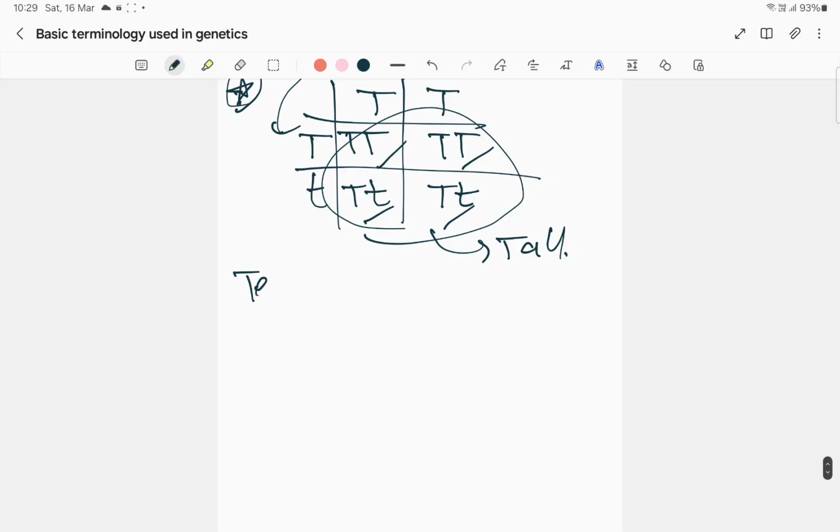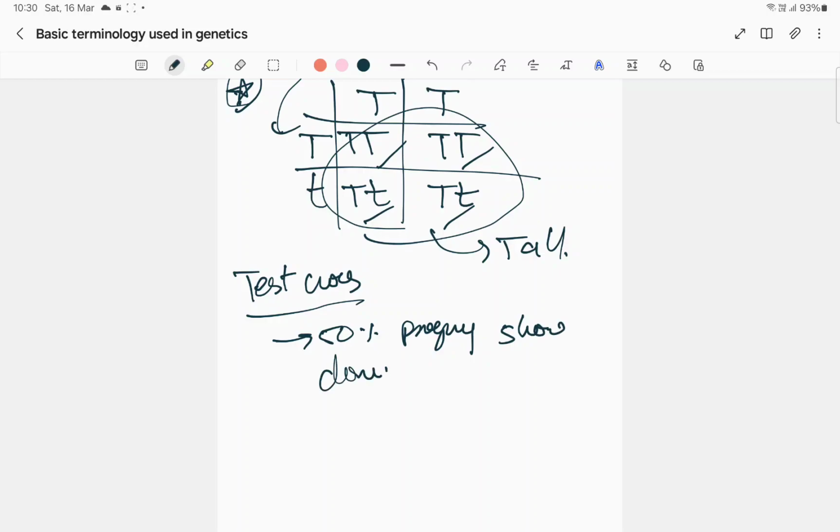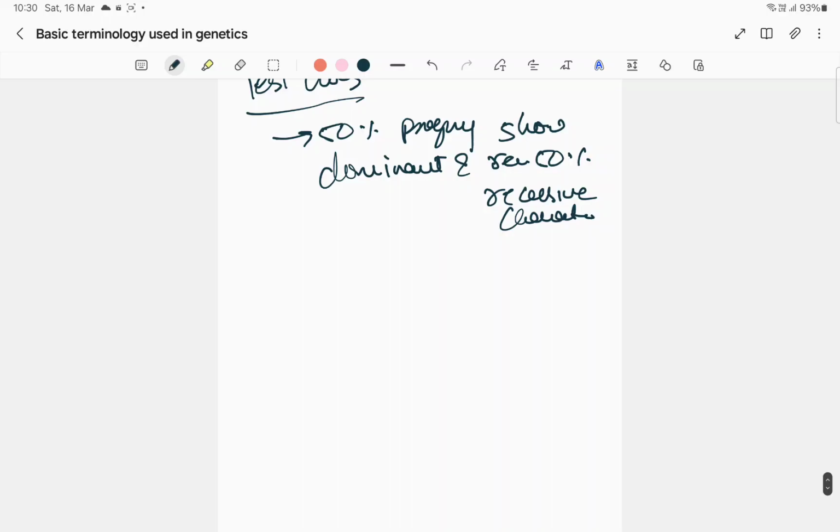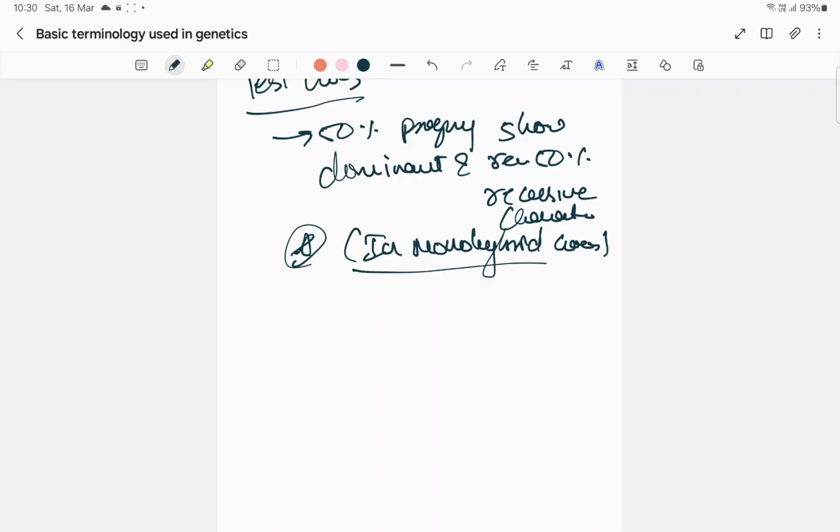In test cross, 50% of the progeny shows dominant and the remaining 50% shows recessive characters. This is generally in a monohybrid cross, I'm saying. Just remember this point.